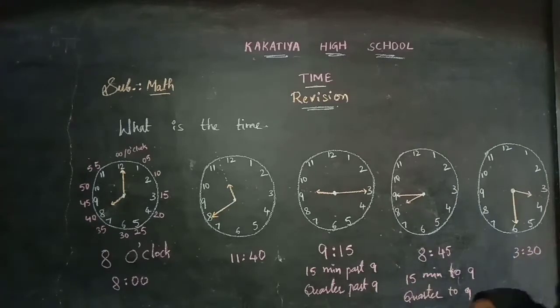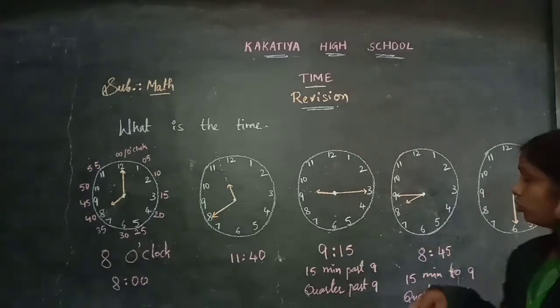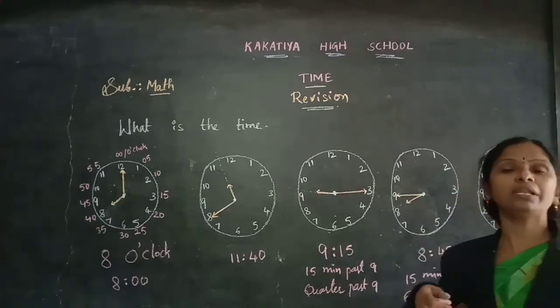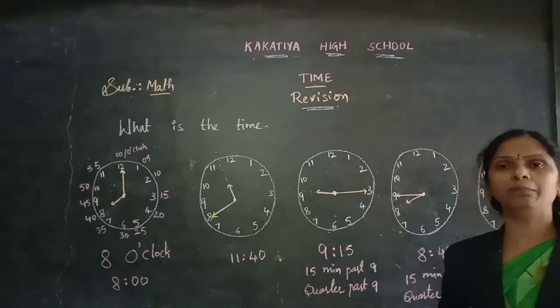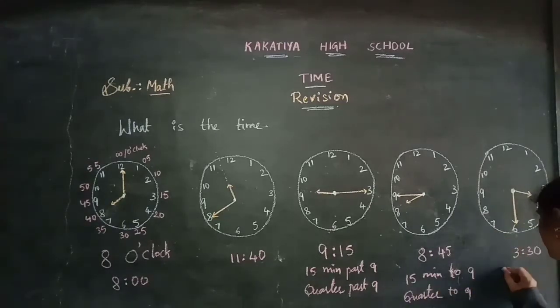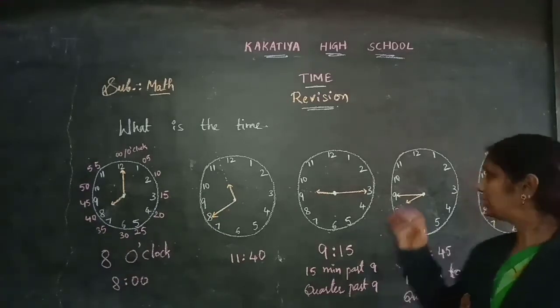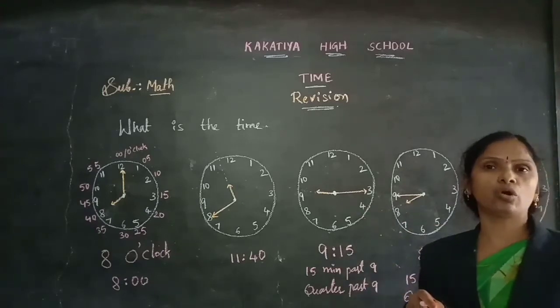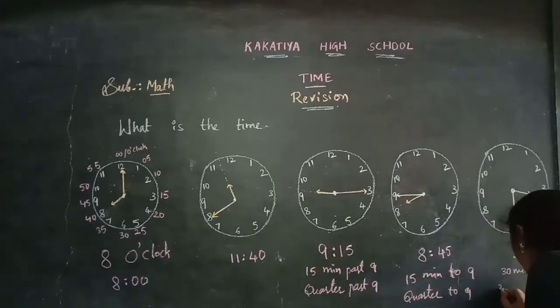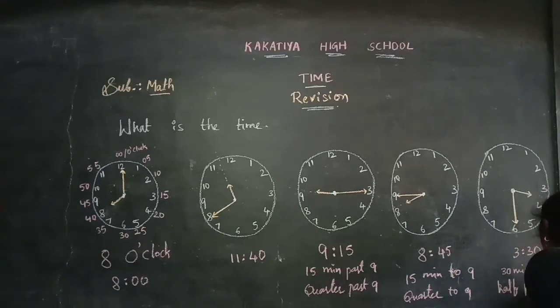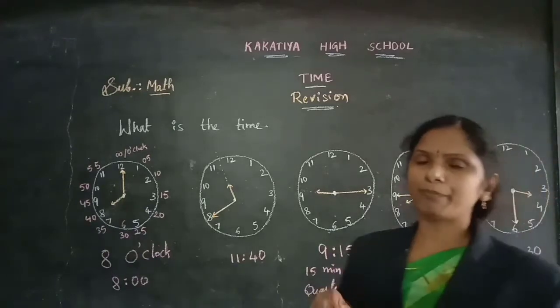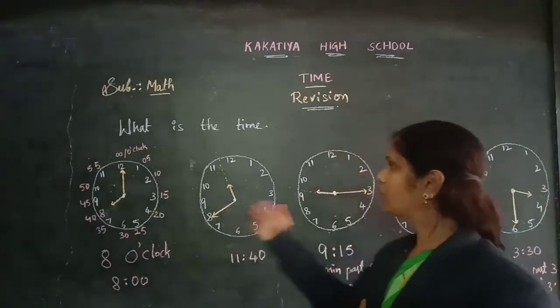And this one you can write in one more way. Here it is showing 30 minutes, nothing but half of the hour has completed. So we can write 30 minutes past 3. 30 minutes past 3 means 30 minutes has completed after 3 o'clock. Or else you can write half past. 30 minutes means half, children. Half past 3. So these are the watches and these are the timings, children.